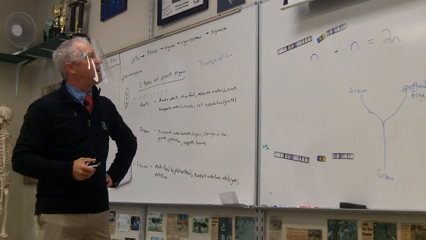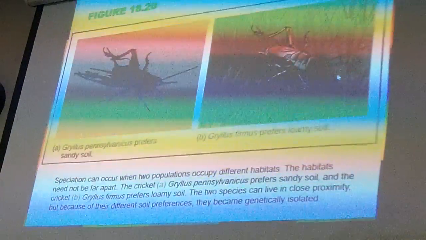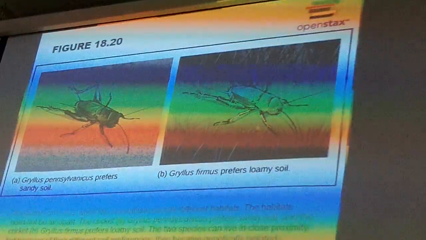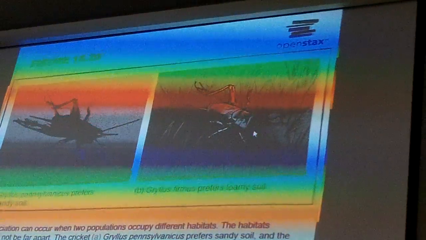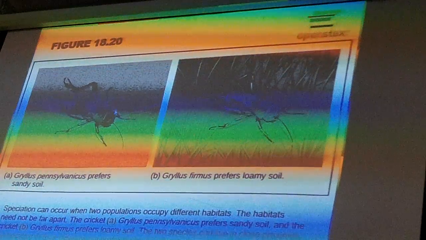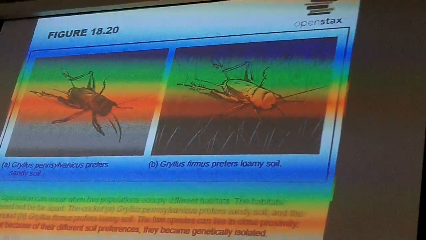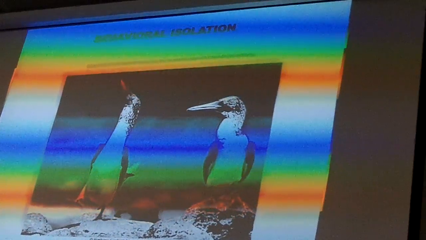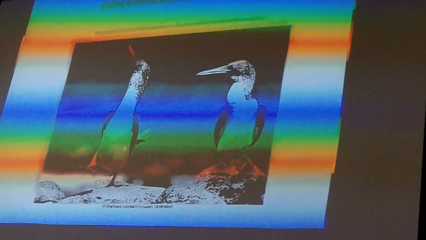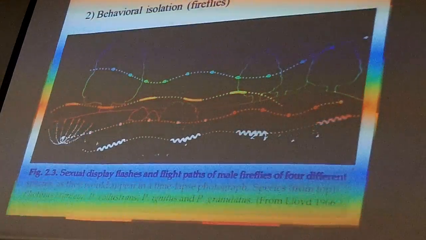This is a habitat isolation. This one likes sandy soil. This one likes loamy soil. Loam is thicker and has more nutrients, so you get grass plants growing. And they're separated by their habitat here. That's a habitat isolation. Oh, here's the blue-footed booby. It's a behavioral isolation.